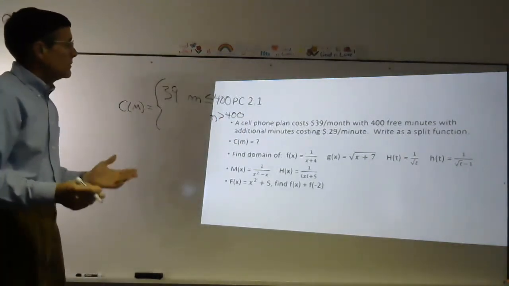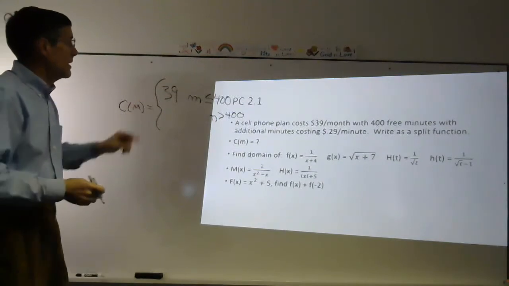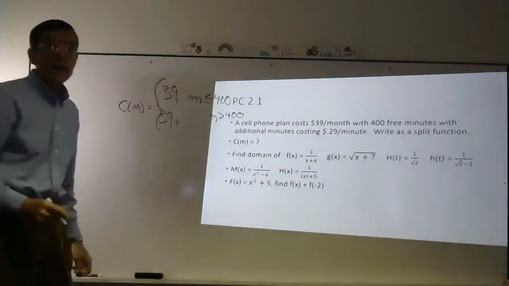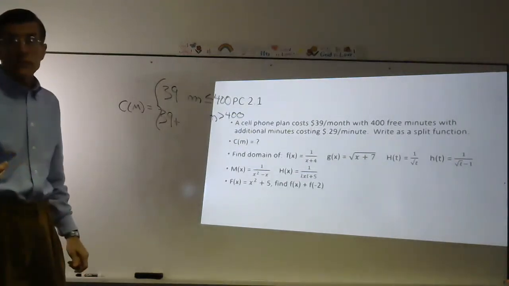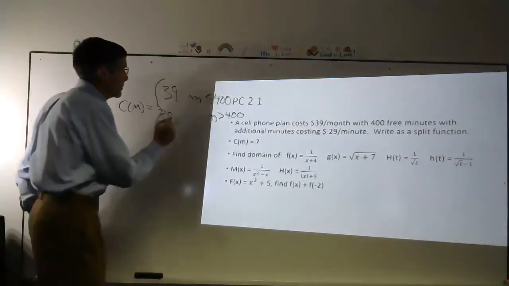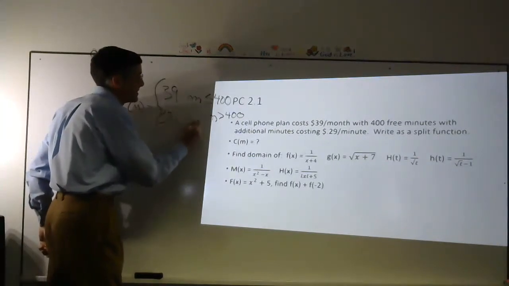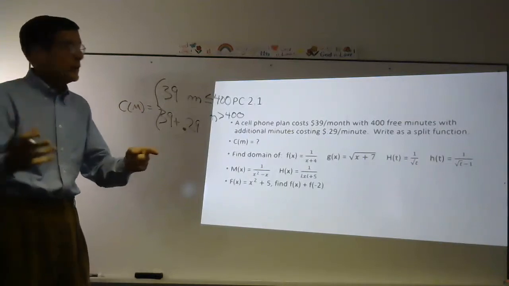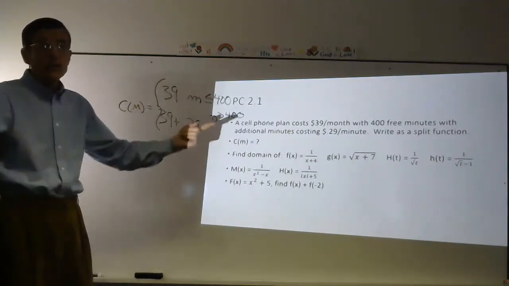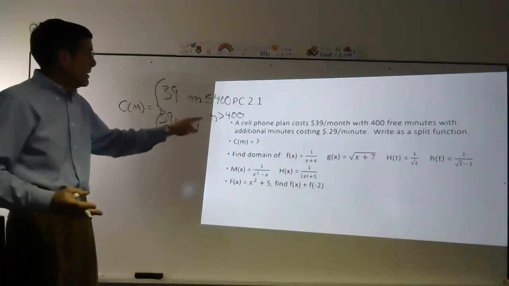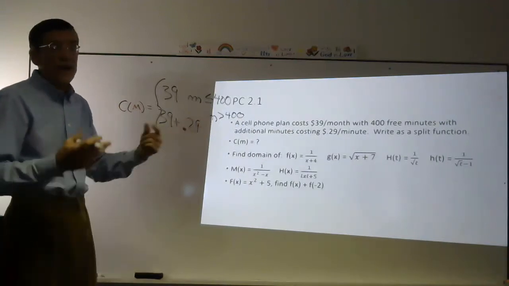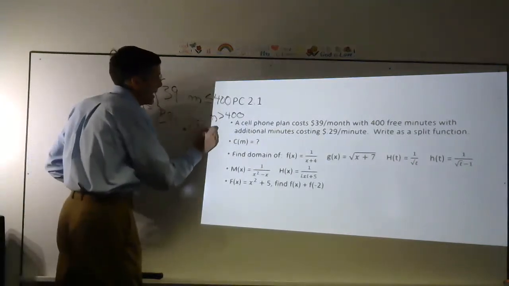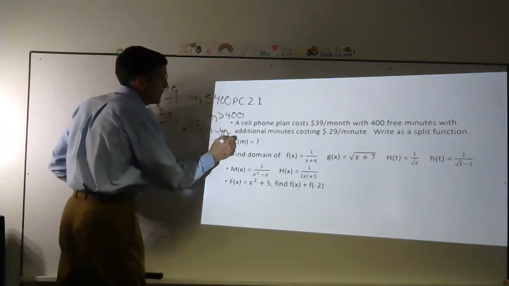If M is greater than 400, not only do you have to pay the $39, but you have got to pay for those additional minutes. And you've got to pay 29 cents. So we're going to pay 29 cents for additional minutes, which are ones over 400. You can't just put an M there. That's all your minutes. What we want to find is how many additional minutes are there over 400. So you must take M minus 400.